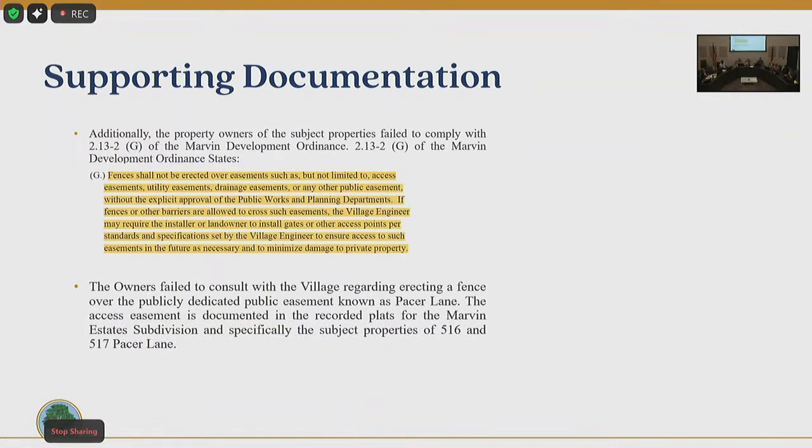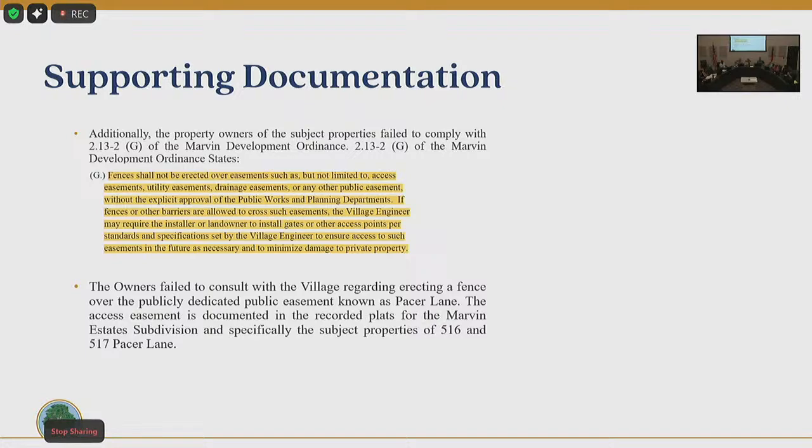Furthermore, the property owner failed to comply with Article 2.13-2G of the MDO, which states that fences shall not be erected over easements such as, but not limited to, access easements, utility easements, drainage easements, or any other public easement without the explicit approval of the Public Works Director and Planning Departments. If fences or other barriers are allowed to cross such easements, the village engineer may require the installer or landowner to install gates or other access points per standards and specifications set by the village engineer to ensure access to such easements in the future as necessary and minimize damage to private property.